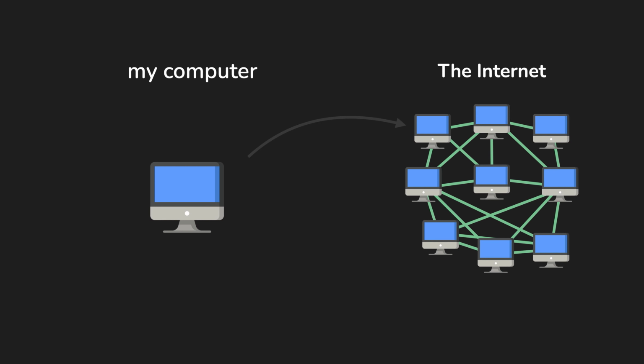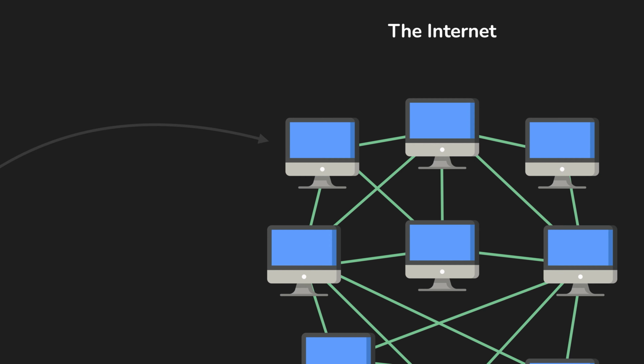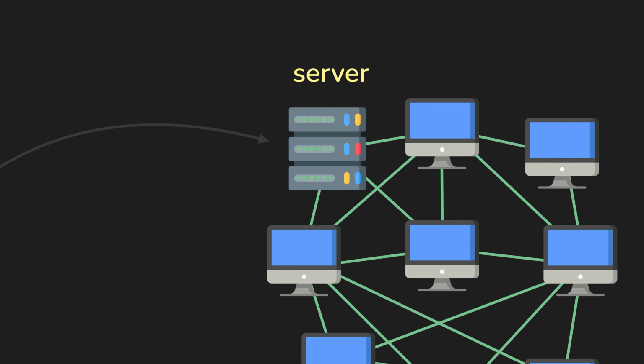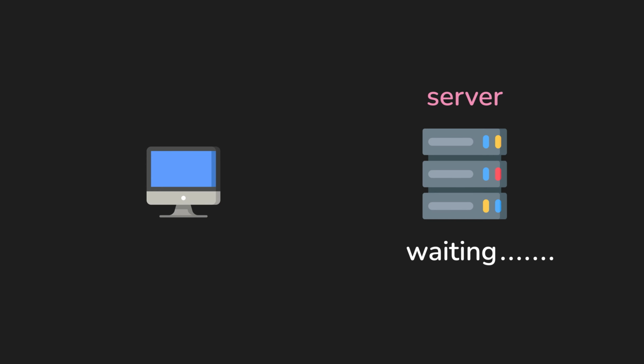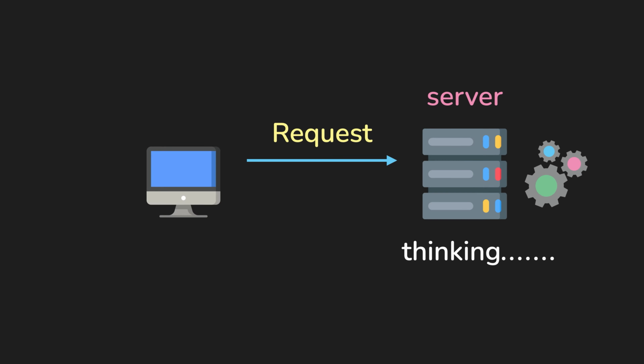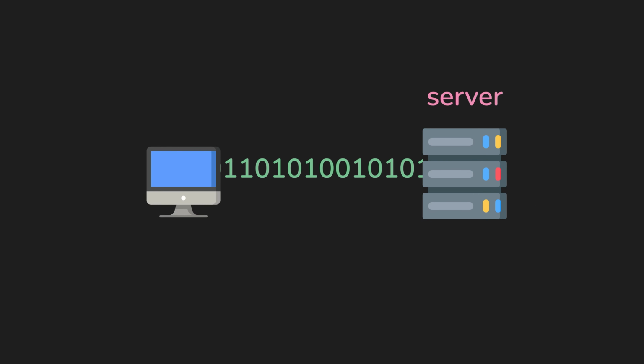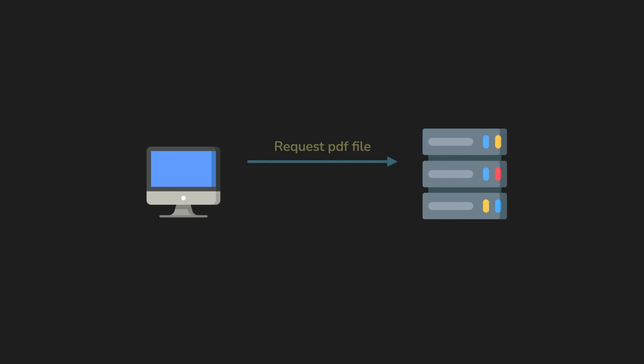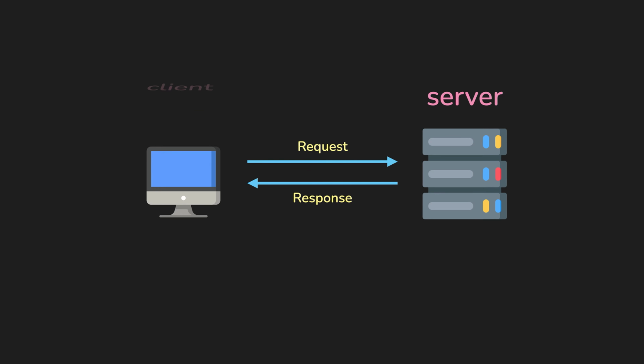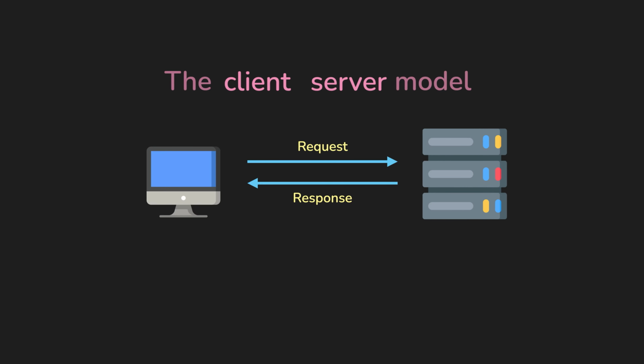The computer that we ask to send over the web page is a special kind of computer, which we call a server. A server is a device or program that waits for requests from your computer and sends back the requested data. Whether it's a web page, a PDF file, or a video, if you ask for it, a server will give it to you. In this case, we are the clients, and we call this the client-server model.